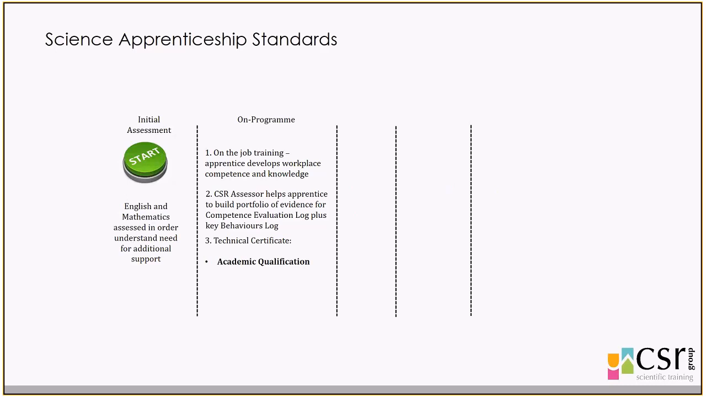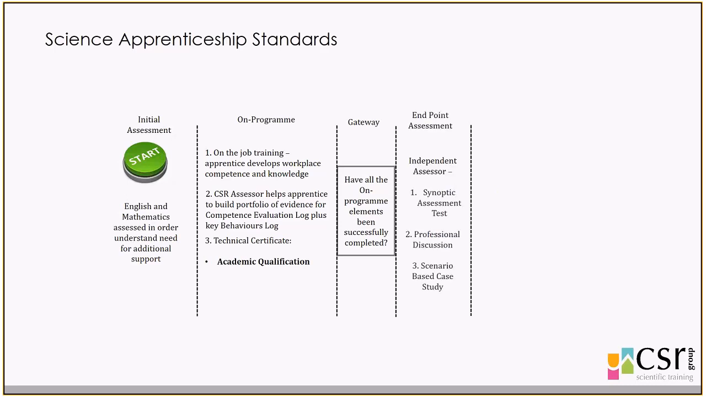Once all of those elements are completed and we're fully happy that everything is where it should be, we have this final gateway to make sure all of those elements have been completed before moving on to the endpoint assessment. The endpoint assessment, depending on the level or apprenticeship type, would consist of three main areas. There's a synoptic assessment test, which is either an observation of that individual in the laboratory or in the production area, or for the level 5 qualification, almost like a technical viva about the final project they've done for you in their final 12 months of their program.